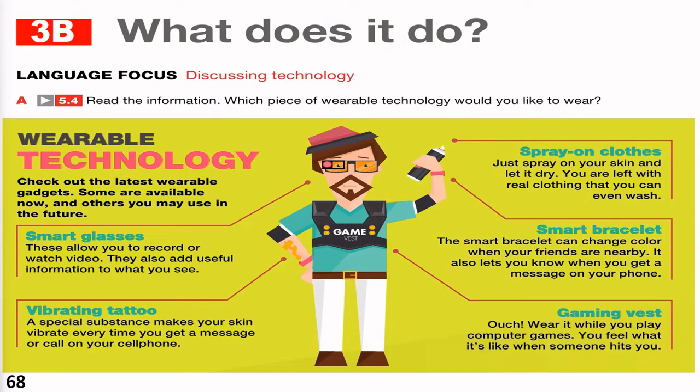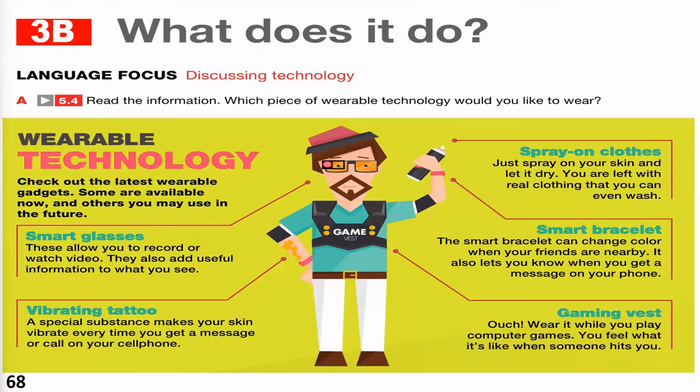Smart glasses. These allow you to record or watch video. They also add useful information to what you see. Vibrating tattoo. A special substance makes your skin vibrate every time you get a message or call on your cell phone. Spray on clothes. Just spray on your skin and let it dry. You are left with real clothing that you can even wash.